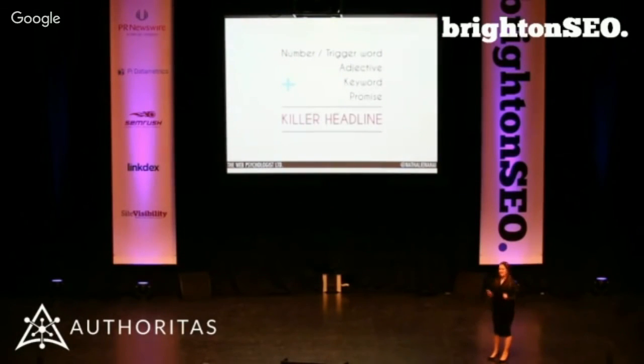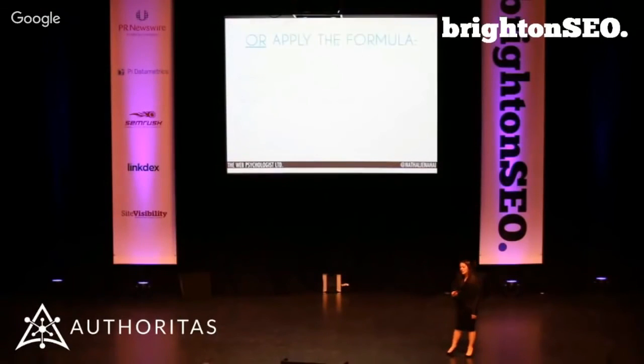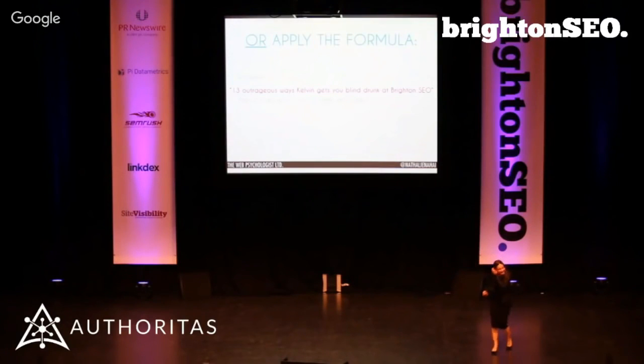So I thought we would go through an example. Right, subject, Brighton SEO. You could write an article entitled, Why You Should Go to Brighton SEO, or How to Party at Brighton SEO. Or you could apply the formula and go, 13 outrageous ways Kelvin gets you blind drunk at Brighton SEO. So you have the number 13. Trigger word, outrageous. It could be bizarre. It could be, I don't know, myopic ways if he forgot his glasses or something. You've got the adjective, blind. So it's not just drunk, it's blind drunk. And the keyword, Brighton SEO. And then the promise, get blind drunk at SEO, which I'm sure is something that everyone likes to think is a possibility. So you can apply this formula and make something which is otherwise a little bit dry into something eminently more clickable.